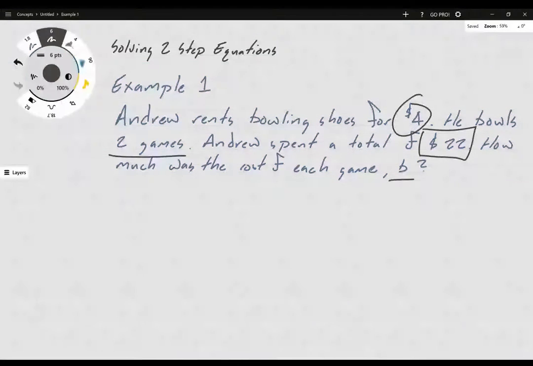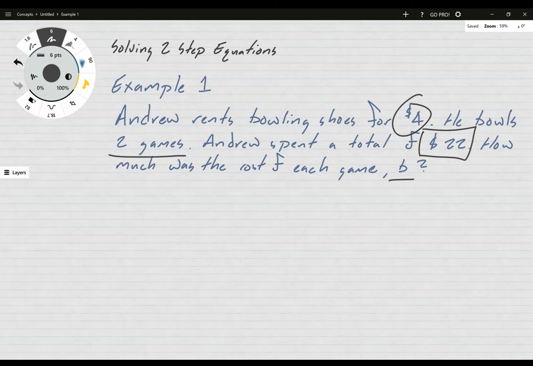So we have 2 games with the cost of b. So that's going to be an expression represented as 2b. 2 represents the number of games, and b represents the cost of 1 game, but 2b is going to represent the total cost of both games. But we have an additional cost of $4 as well for the shoes. So I'm going to add $4 to the cost of the 2 games. But I also know that it equals $22. So here is my equation.